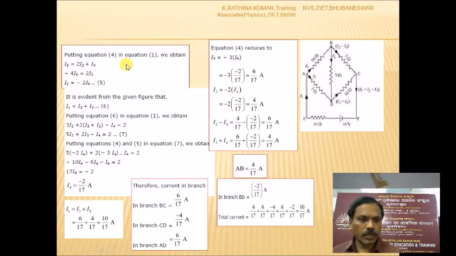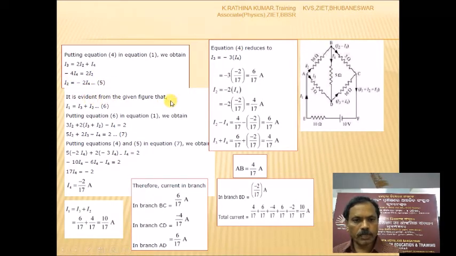Then putting equation 4 in each equation, we obtain I3 is equal to 2 into I2 plus I4. Then minus 4I4 is equal to 2I2. Then I2 will become minus 2 into I4. Let us take this as equation 5.